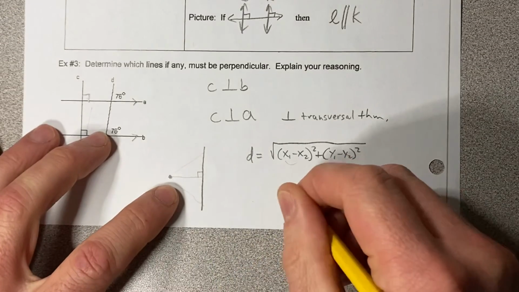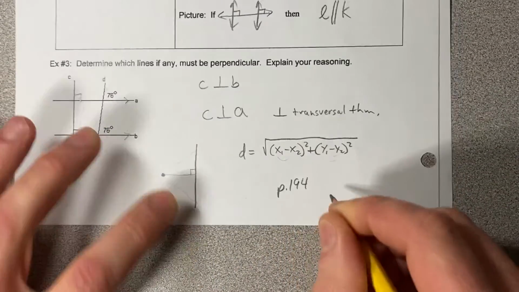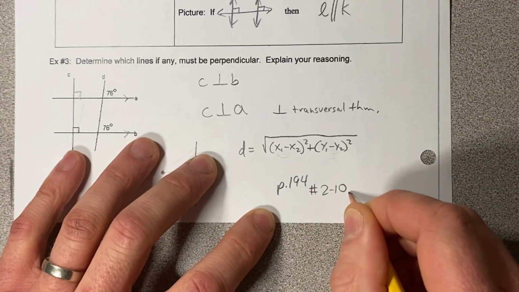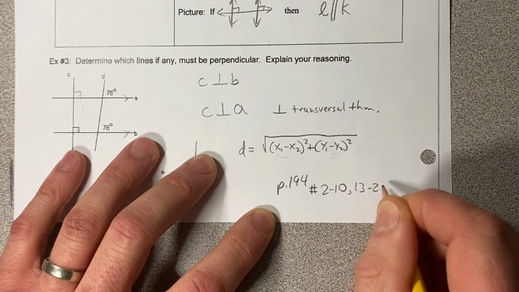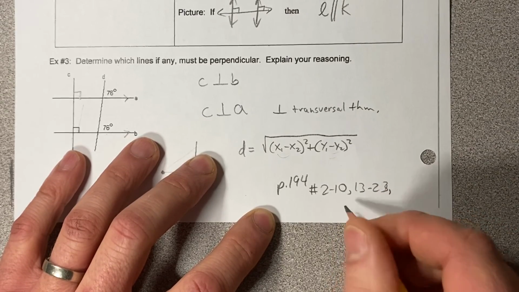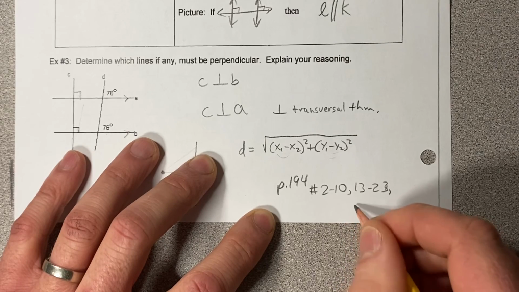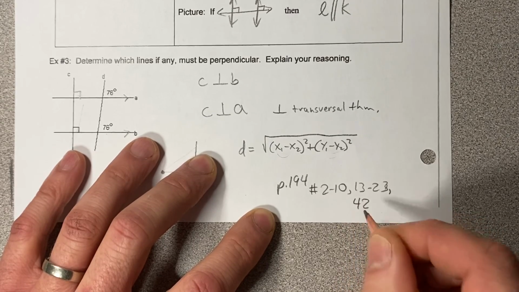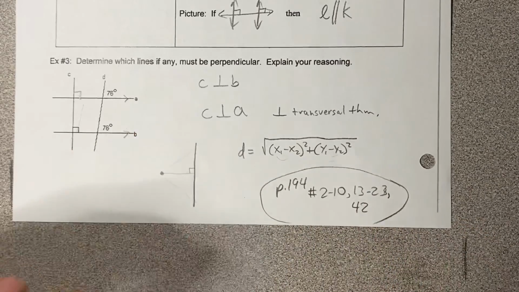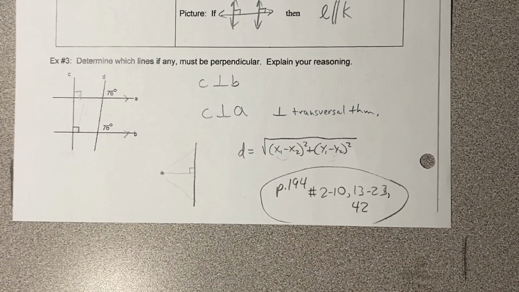All right, so page 194 is your practice. Numbers 2 through 10 and 13 through 23. And then there's a little bit of review over circumference and area of a circle. I think that's going to be a good review for you right there at number 42. So practice this, you'll know it better. Thanks a lot.